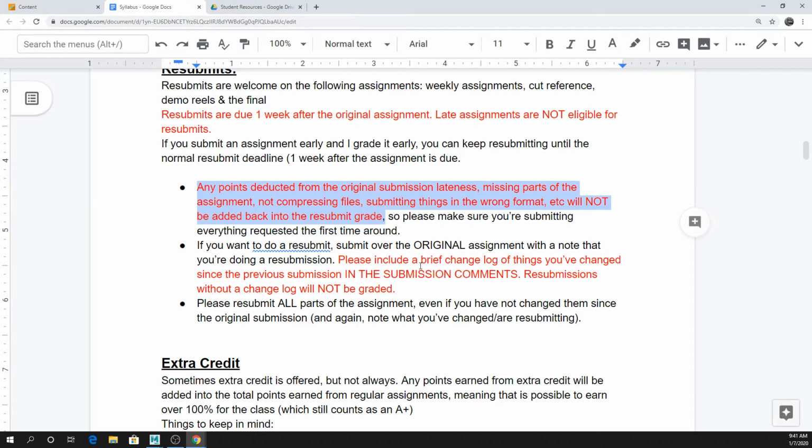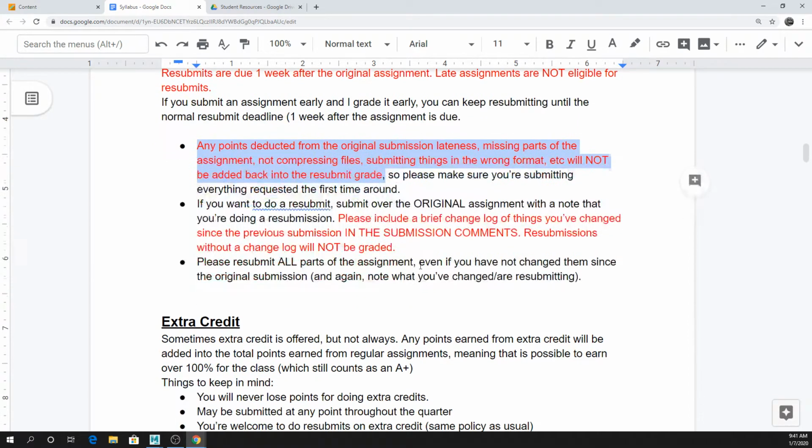Anywho, so any points deducted from the original submission for stuff like lateness, if you didn't submit part of the assignment, you lost points for that, that kind of thing, will not be added back in the resubmit. So please, again, do make sure that you're paying attention to what you're submitting the first time around.